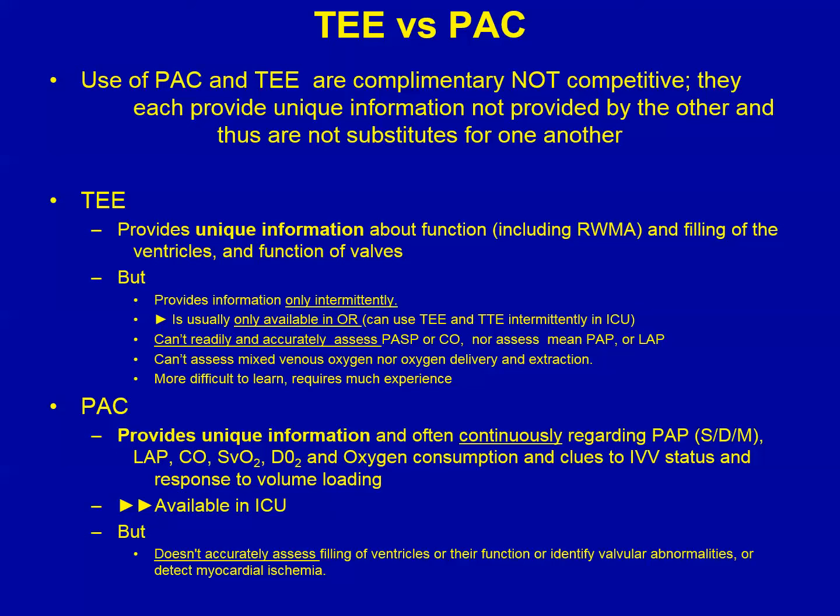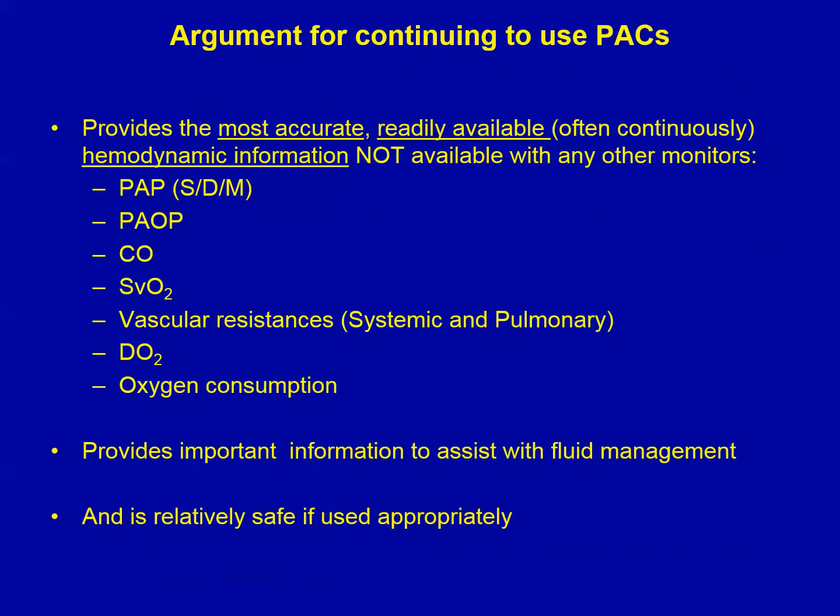It can't assess mixed venous oxygen or oxygen delivery or extraction, and it is quite difficult to learn and requires much experience. On the other hand, the pulmonary artery catheter provides unique information, often continuously, regarding the parameters that I've discussed previously. Furthermore, it is available in the postoperative units. On the other hand, it does not accurately assess filling of the ventricles nor their function, or identify valvular abnormalities or detect myocardial ischemia. So both are needed.